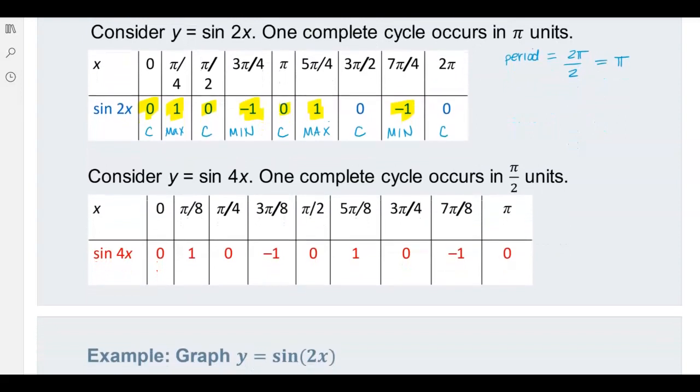Looking at the second one, sine of 4x, the period is going to be 2 pi, the normal period for sine, divided by 4, which is pi over 2. So we start at 0, and then we go to pi over 2. The halfway point is in between them, which is at pi over 4.